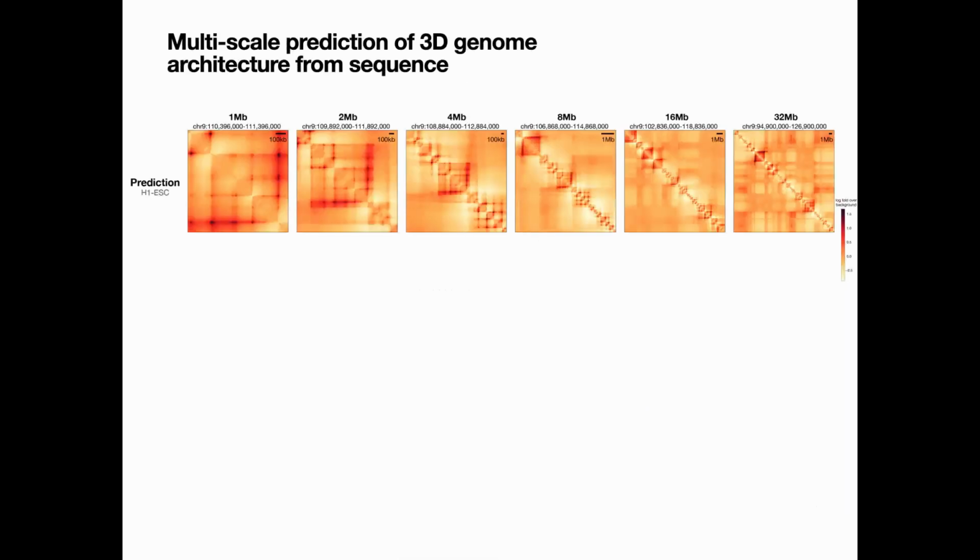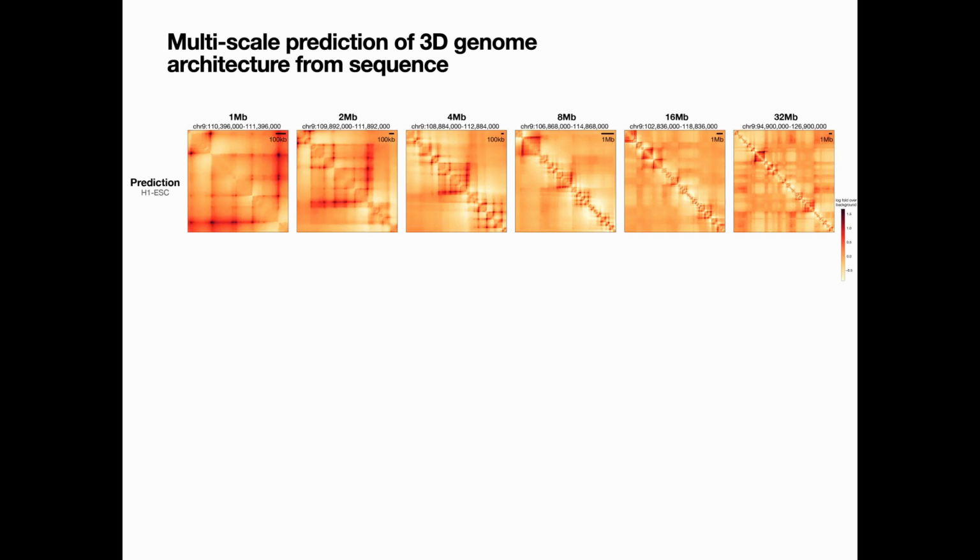So before I show you our approach to tackle this challenge, I would like to first give you an example of the actual predictions from the model. Here we show a series of predictions made by the model at 6 different scales. Each heat map here shows a matrix of genome interactions from all pairs of genomic bins within a genomic interval with lengths from 1 megabase pair to 32 megabase pairs, as indicated on each plot.